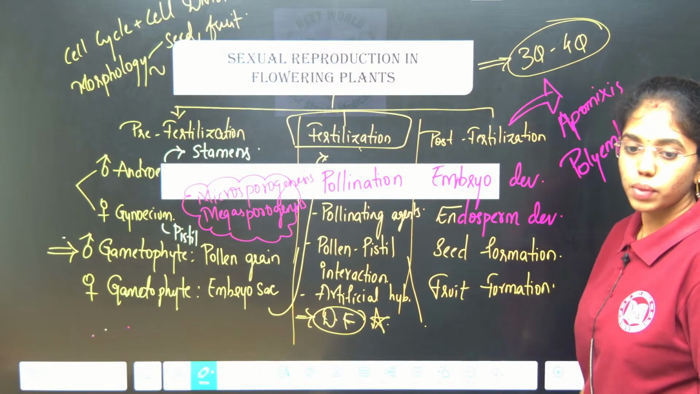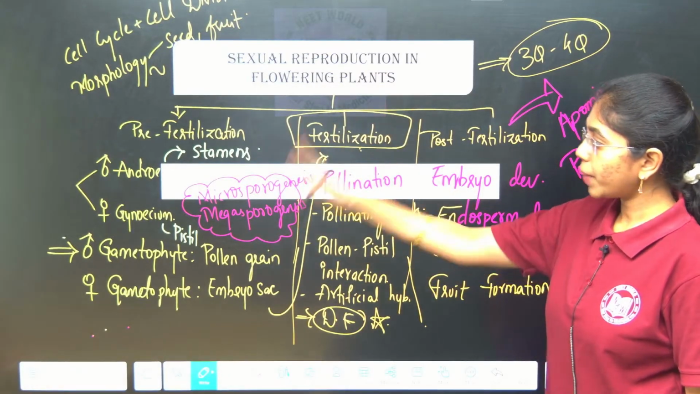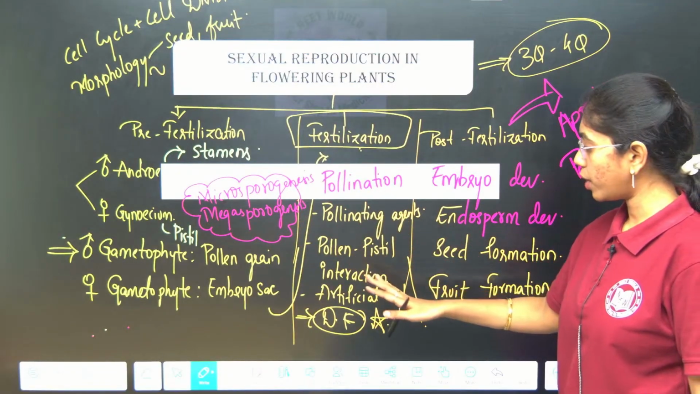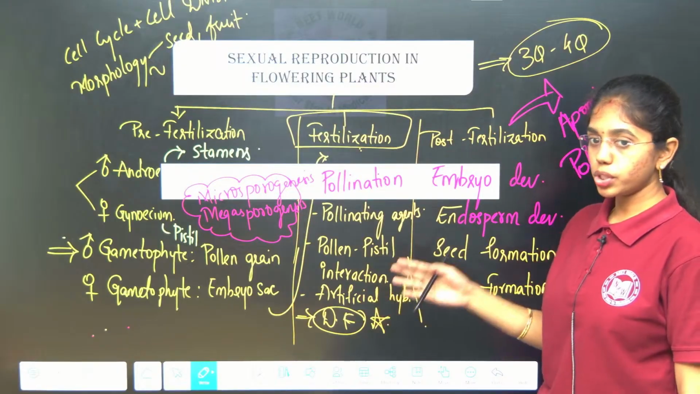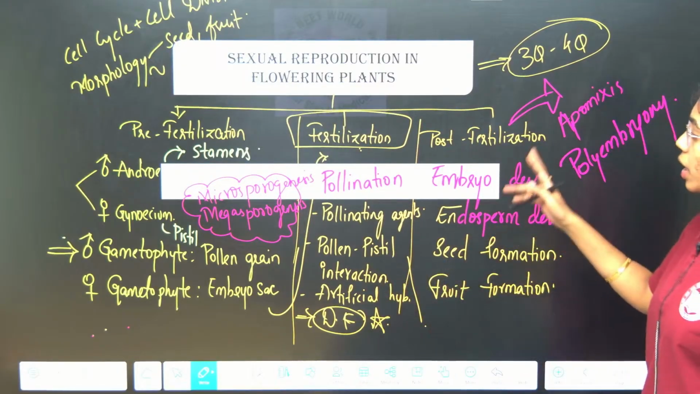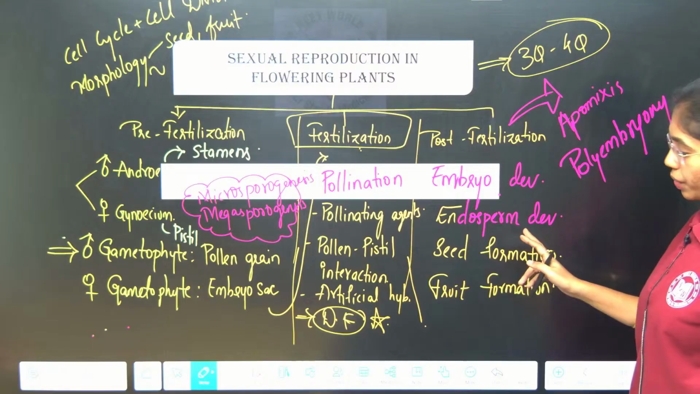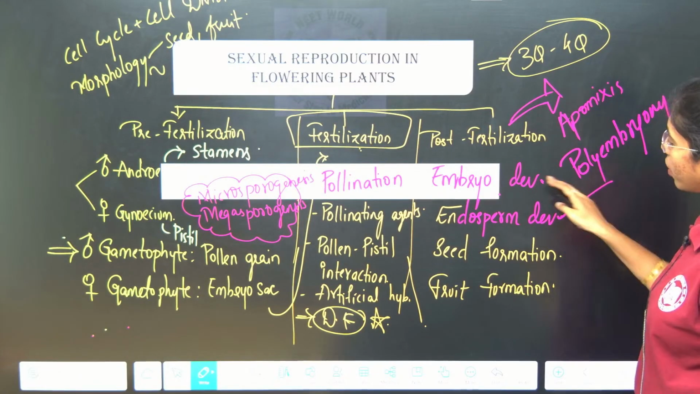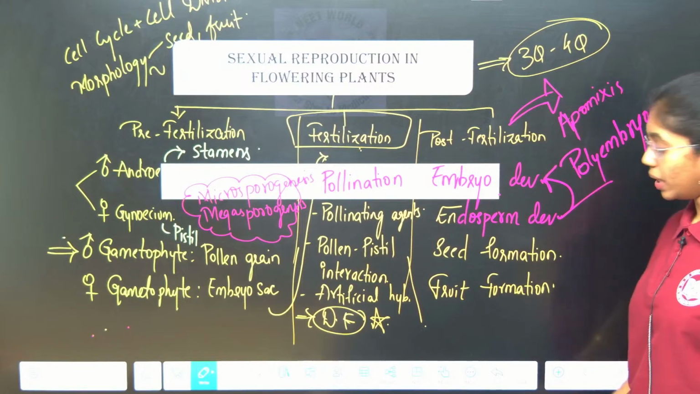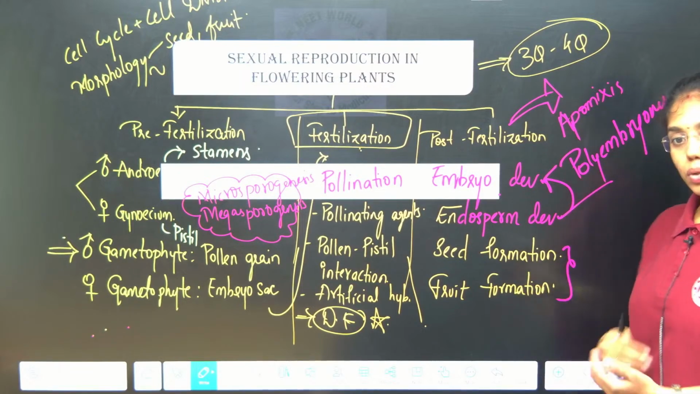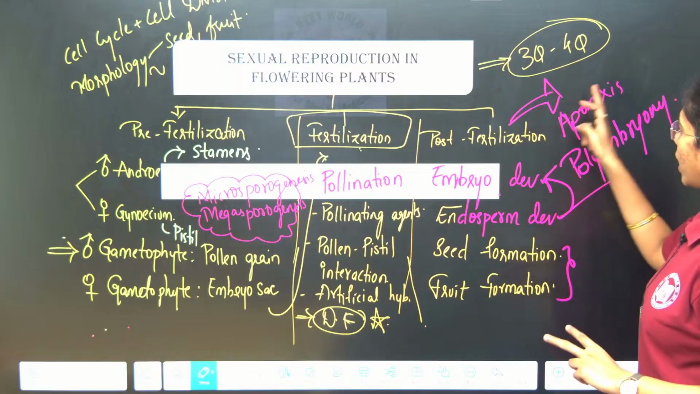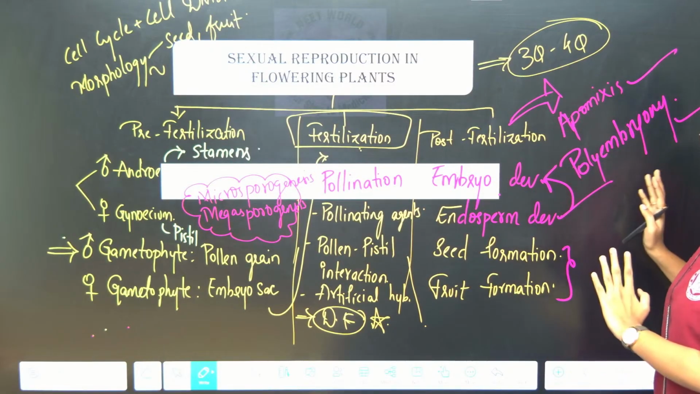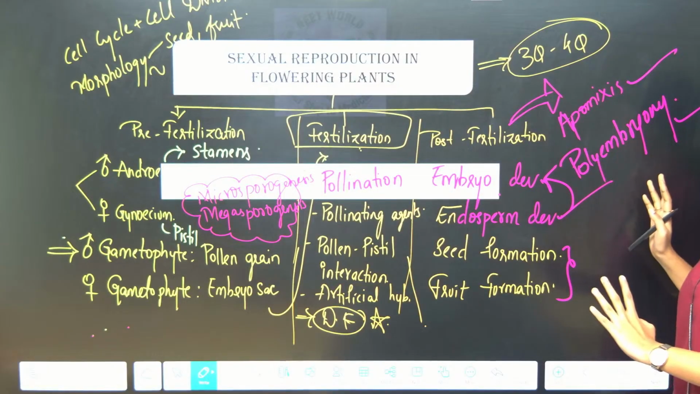Okay, this is the sequence that you have to go through. From pre-fertilization events, then pollination, pollinating agents, pollen pistil interaction, artificial hybridization, double fertilization, after that embryo development, endosperm development. First endosperm development will happen, after which embryo development will happen, whereas seed and fruit formation will take place simultaneously, and then apomixis and polyembryony. Online students, you just take a screenshot of this and please note it down now.